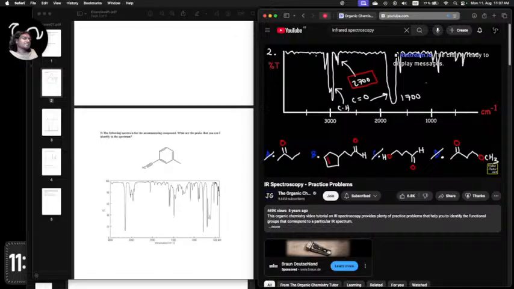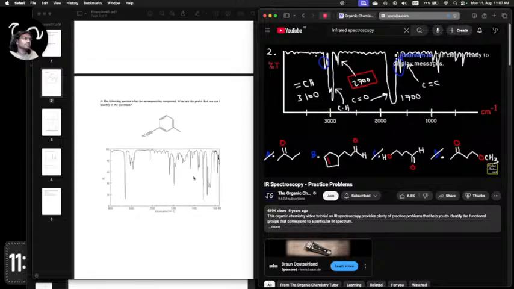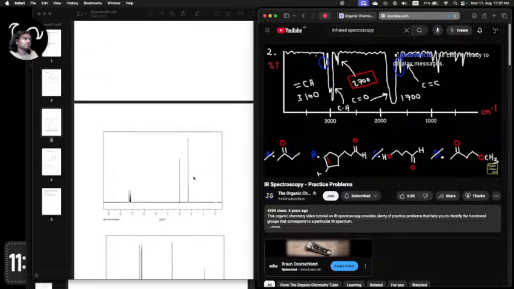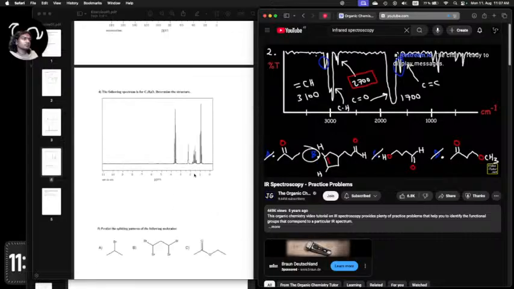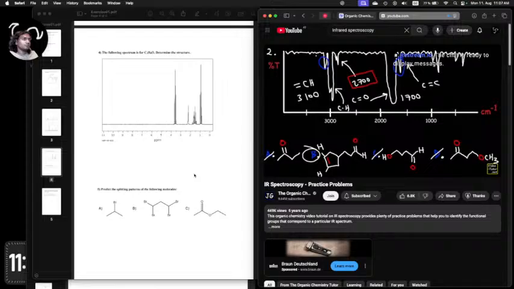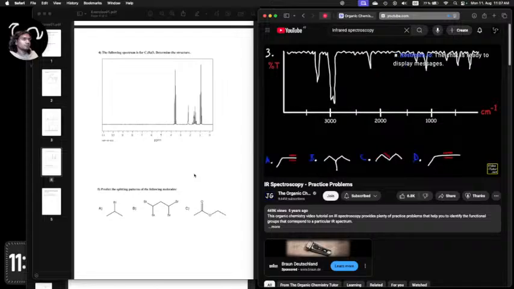Okay, I was wrong. What we do see is a C double bond C stretch roughly around 1600. So this is it right here. And we do see the alkene double bond CH stretch around 3100. So this tells us that we have an alkene with a hydrogen on the double bond. So that would correspond to answer choice B. So answer choice B represents the molecule that best corresponds to this graph.